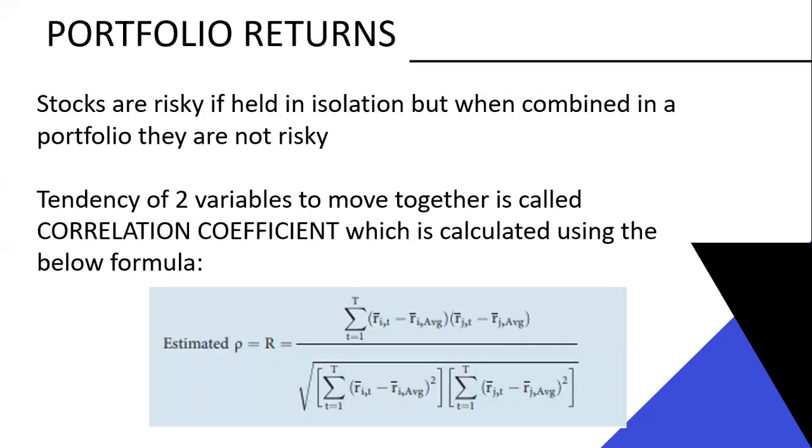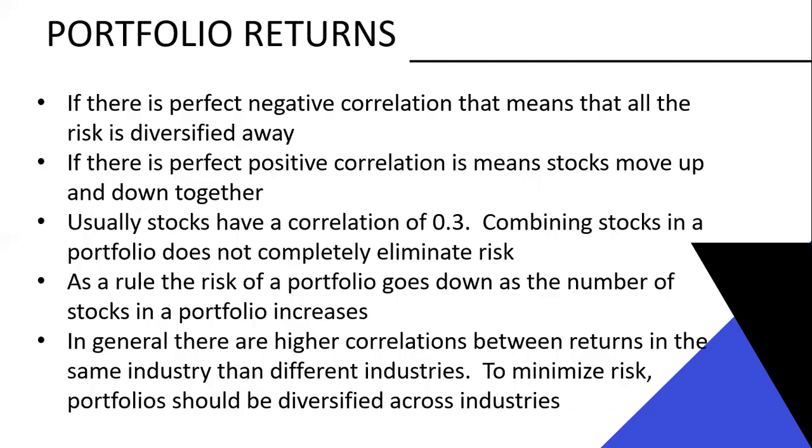Also, if you have a positive correlation, that means that stocks are moving up and down together. If, on the other hand, you have a negative correlation, that means that the risk is being diversified away, and that if one stock is going up, then the other stock is going down. So that's what a negative correlation indicates. Usually the stocks have a correlation of about 0.3%.